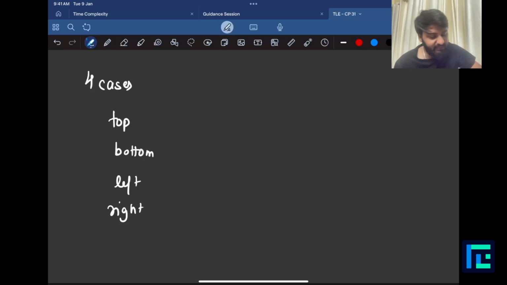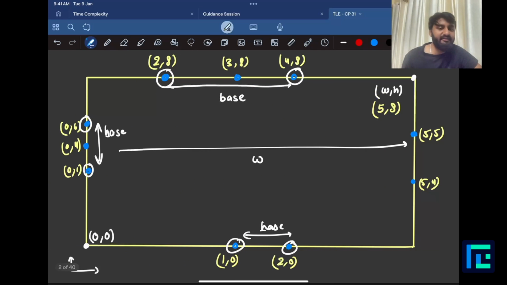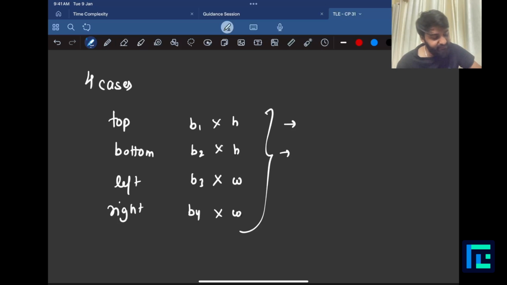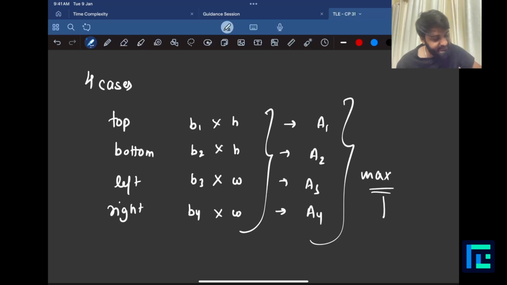Top and bottom again will have something like a B1, B2, B3, B4 base, where all these B1, B2, B3, B4 are just the differences in the first and the last coordinate, the horizontal or the vertical direction. I think we can implement that, of course, in code piece however we want. But top will be multiplied with h, bottom also with h, left with w, right with w. And this can be termed as the 4 possible A1, A2, A3, A4 answers. Whatever is the max of this creates the overall answer. I hope this part is clear.